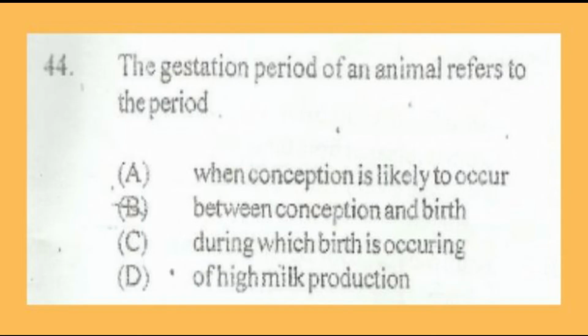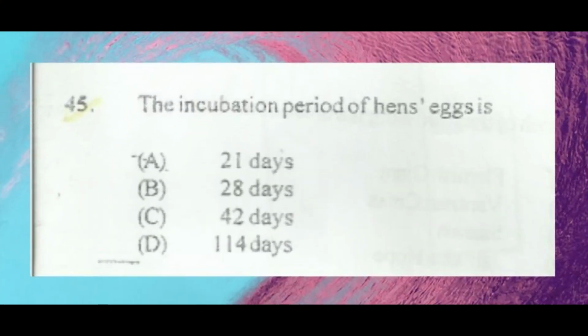Question number 45. The incubation period of hen's eggs is A. 21 days, B. 28 days, C. 42 days, D. 114 days. The answer is A. 21 days. The incubation period of the eggs means the time the egg will take to develop into a chicken.